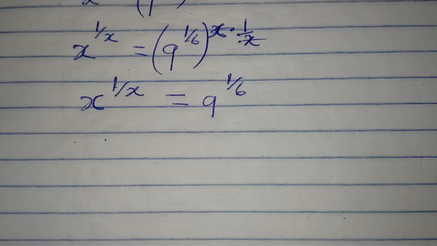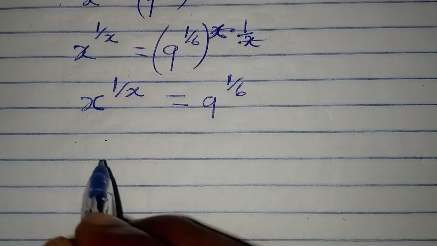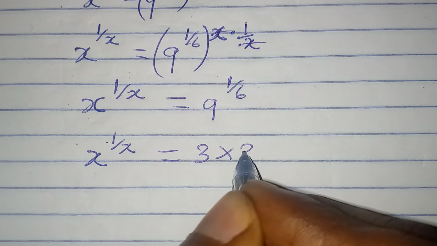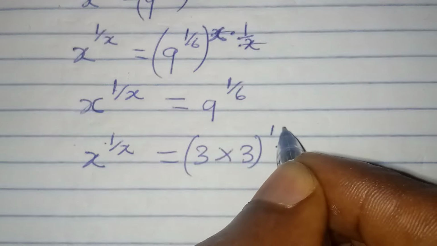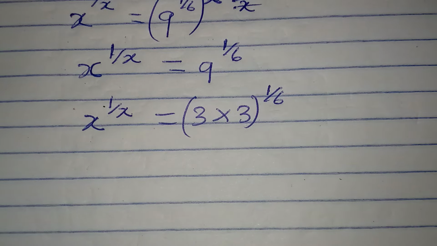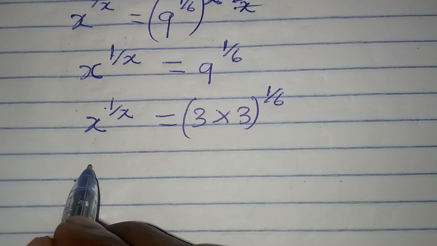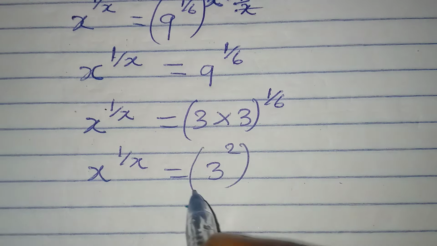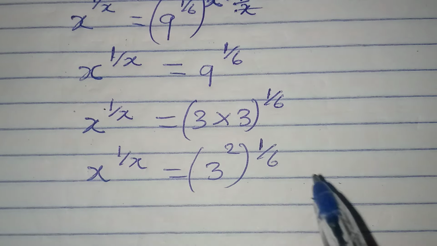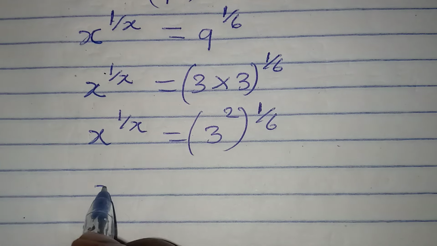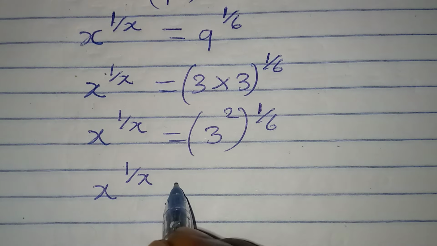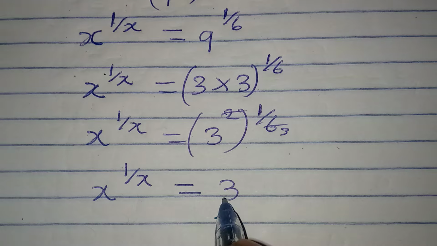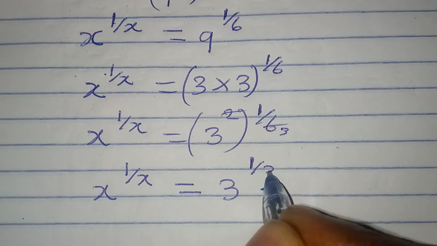But then, what do I do? Remember that 9 here is the same as 3 times 3. So x to the power of 1 over x is equal to 3 times 3, and this is to the power of 1 over 6. And then, what is 3 times 3? It is 3 squared, and then this is to the power of 1 over 6. Taking a step further, we have x to the power of 1 over x equal to 3 to the power of 2 times 1 over 6, which gives 3 to the power of 1 over 3.